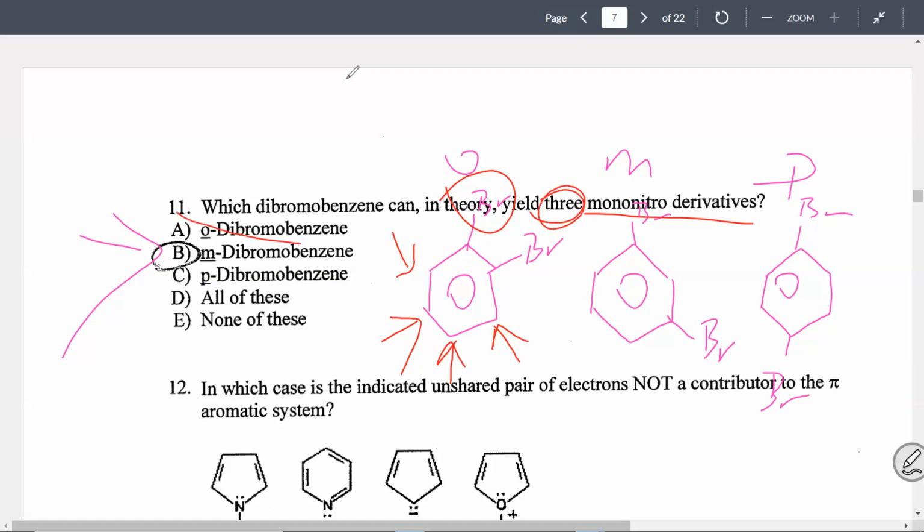Now the meta one, very similar. We have the ortho pair positions to the first bromine, and then to the second one, they're the exact same. They're both pointing to 3 exact points, so it makes sense that the meta one was the answer. And then for para, we had 4.